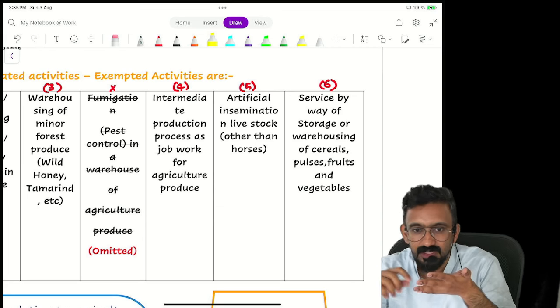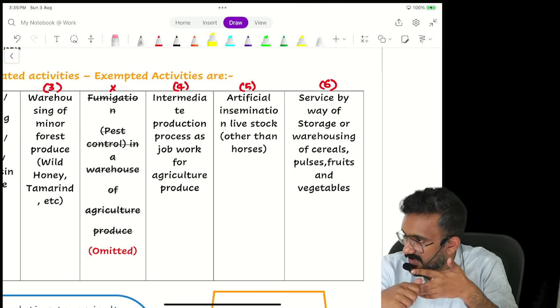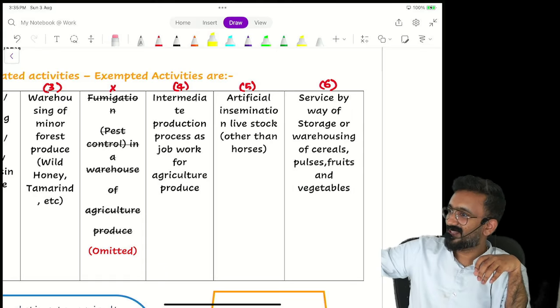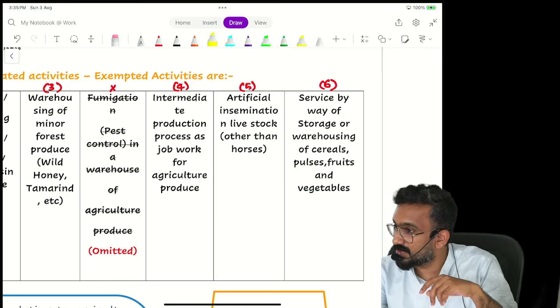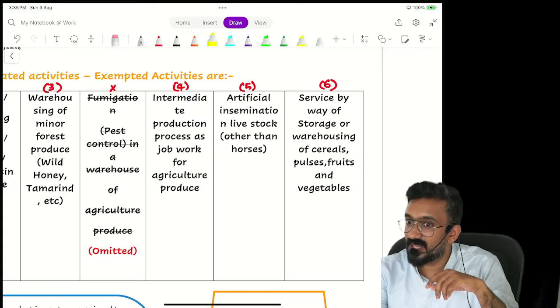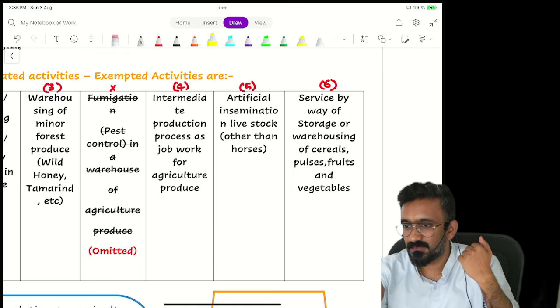Like, say for example, corn, it's a cereal. Millets, cereal. What is agriculture produce? Your raw corn that we buy is called agriculture produce. The processed ones can be considered to be a cereal, right? Is that cereal storage and warehousing exempted? Yes. Cereal, pulses, fruits and vegetables will get exemption even for storage and warehousing.